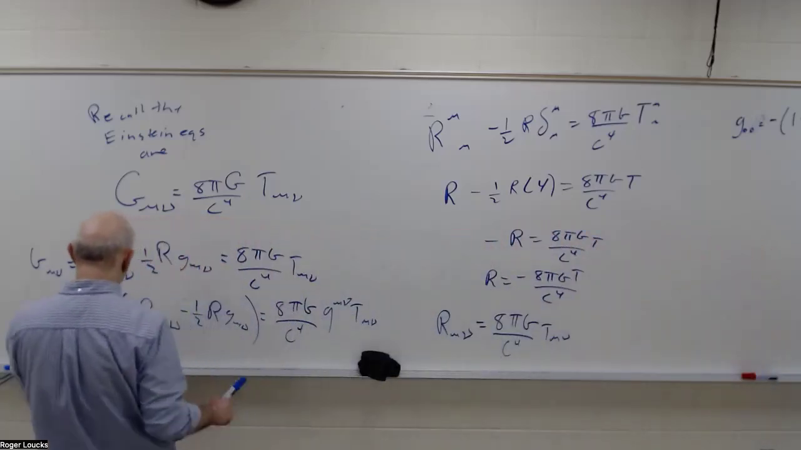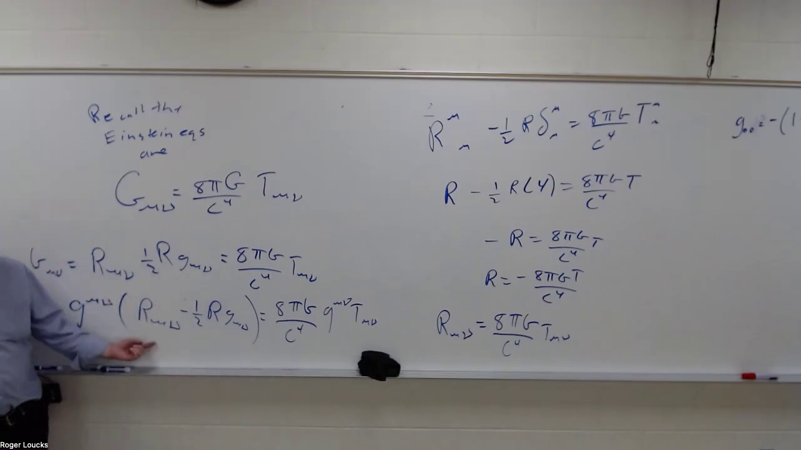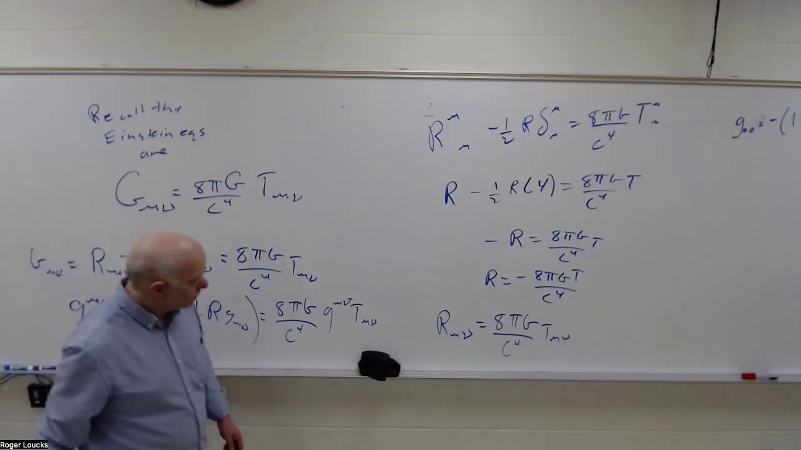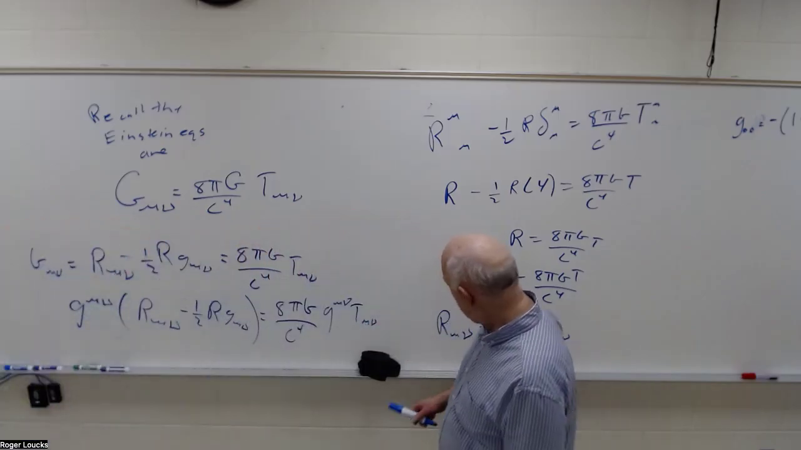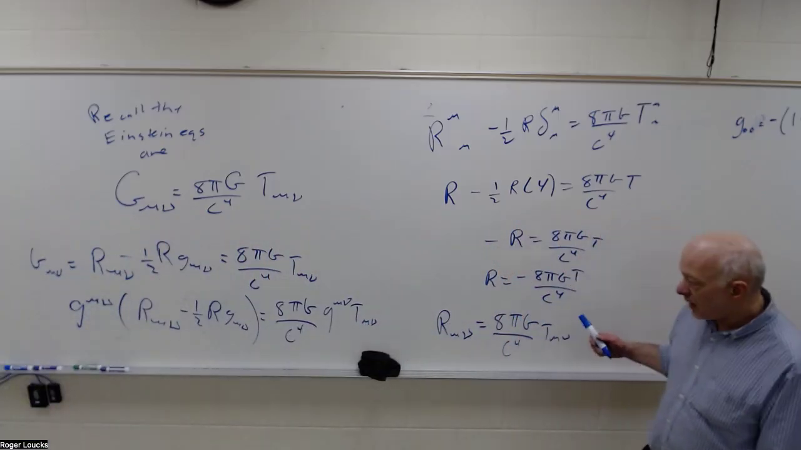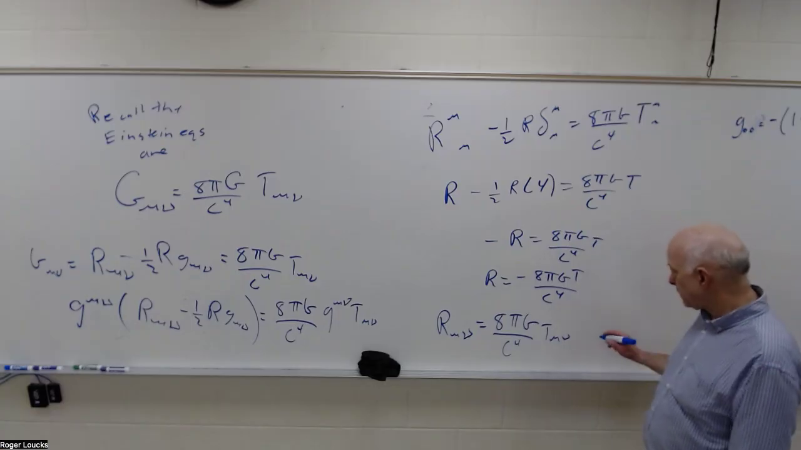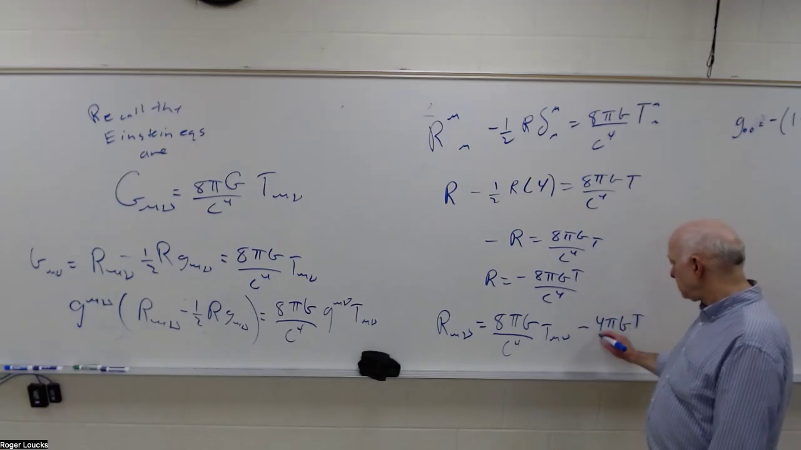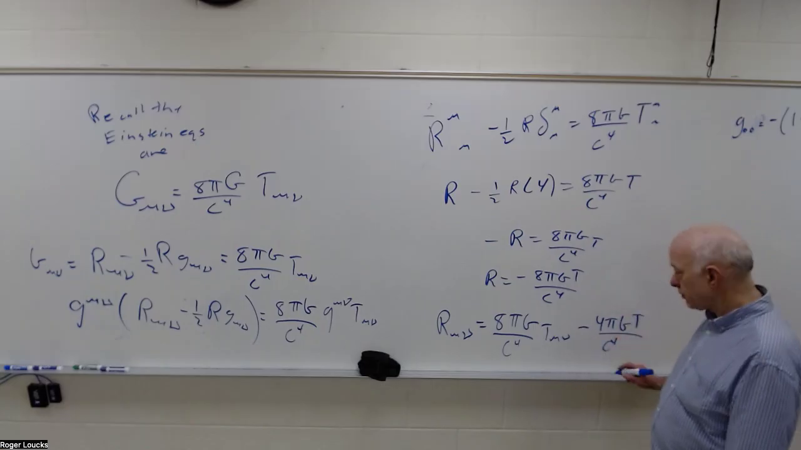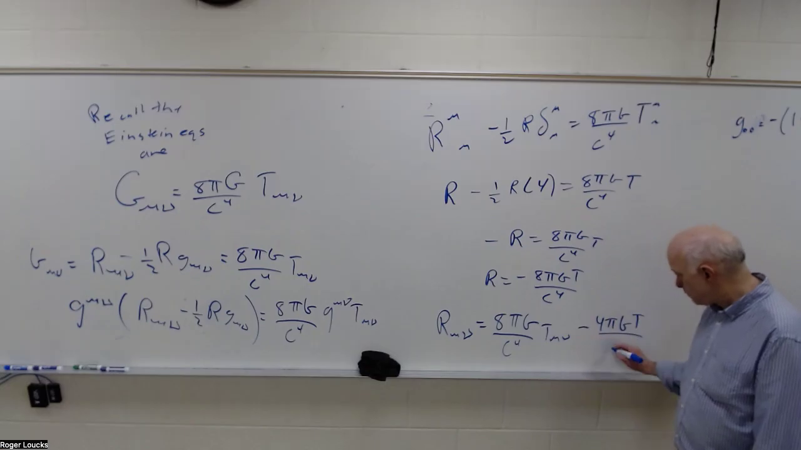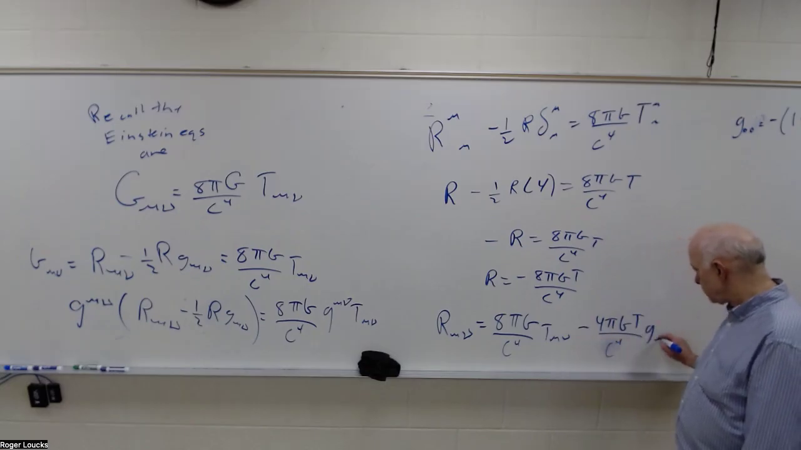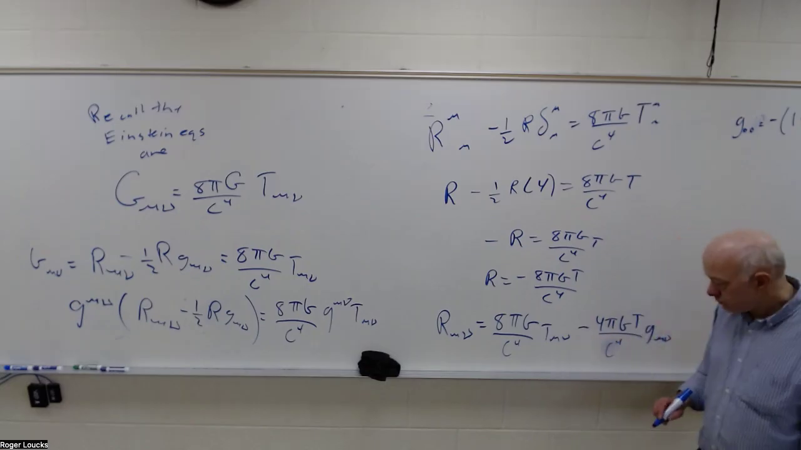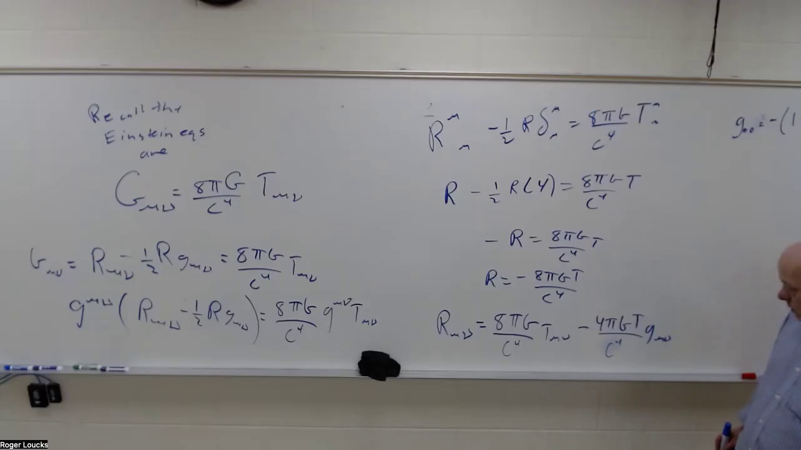You should yell at me here. If I put that in there, that's doing a positive, that goes to a 4. I'll take this back over here. And this is going to be 4 pi G T over c to the 4th, G mu nu. Okay, that makes sense. So we have that.